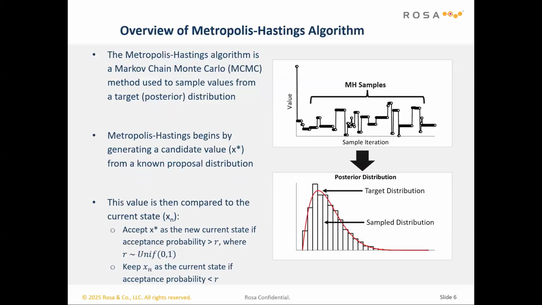The Metropolis Hastings algorithm is a Markov chain Monte Carlo method used to sample values from a target or posterior distribution. A visual of the algorithm is shown to the right, where the top figure shows a series of Metropolis Hastings samples, and the bottom figure shows that the samples approximate the target distribution, shown in red. The Metropolis Hastings algorithm begins by generating a candidate value, x star, from a known proposal or prior distribution. The candidate value is then compared to the value at the current state, xn, and we then choose to either accept the new candidate value or reject, depending on the calculated acceptance probability.